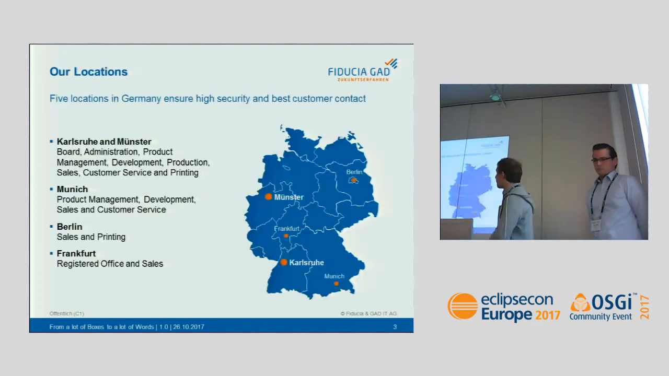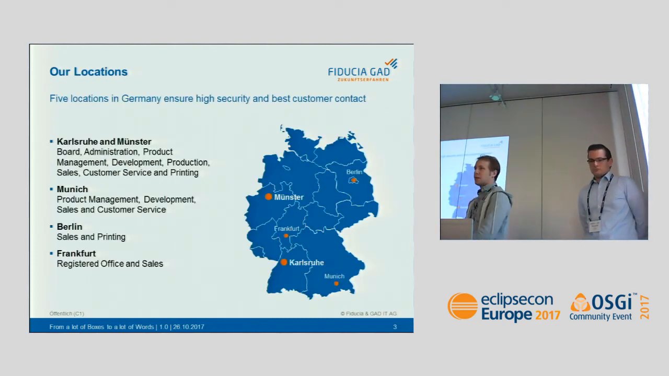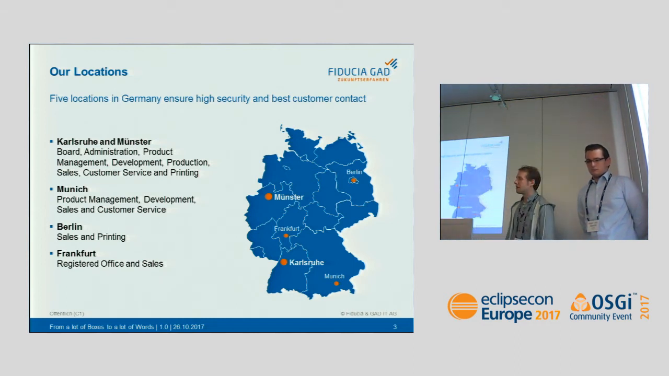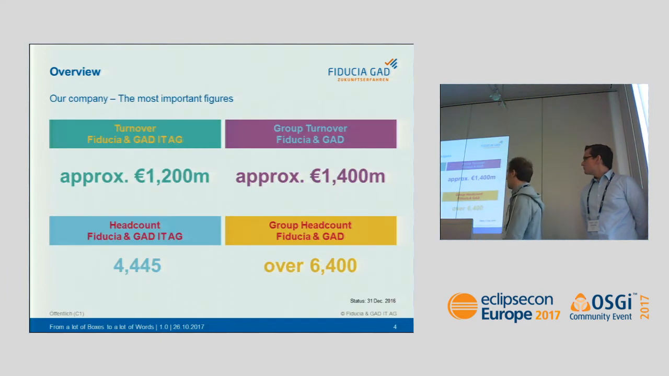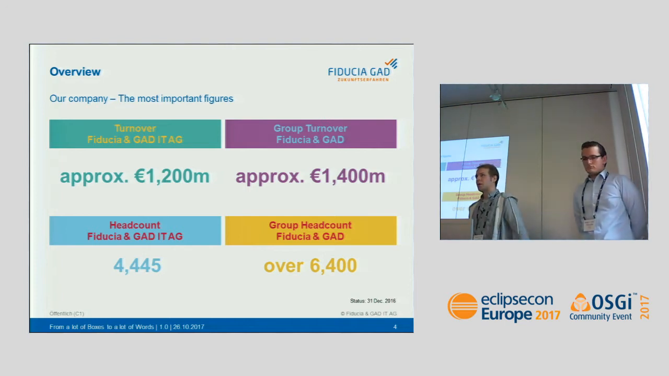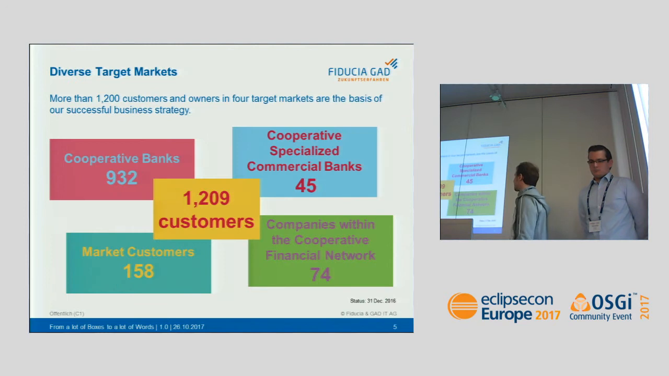So first off, our company is a full-service IT provider for banks in Germany, for the Volksbanken, Raiffeisenbanken. We're based in Karlsruhe, which is quite close to this location. We have 4,500 employees, of which thousands are developers. We also have some consultants in the house. Our main customers are 1,000 cooperative banks, as I said, the Volksbanken, Raiffeisenbanken, and other customers in other markets.